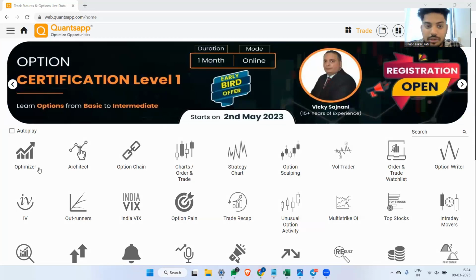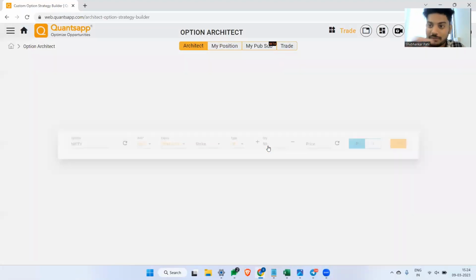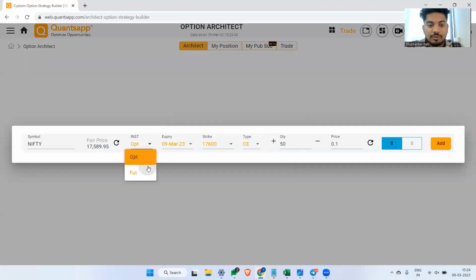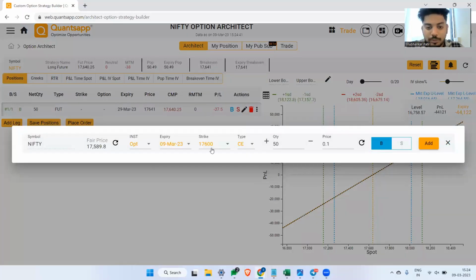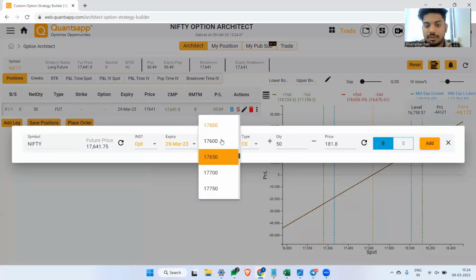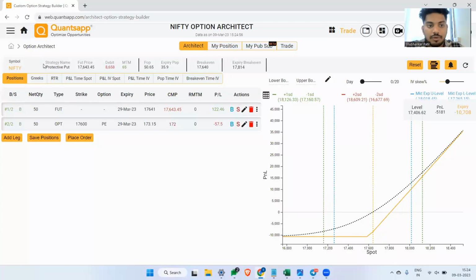A protected put is a combination of two legs. It involves two different types of contracts. The first one is a future: I am buying a future, so this is a simple long future. How will this convert into a protected put? I go ahead and buy a put option of the same series. I just click on the put option and buy, and this is how it is converted into a protected put option strategy.